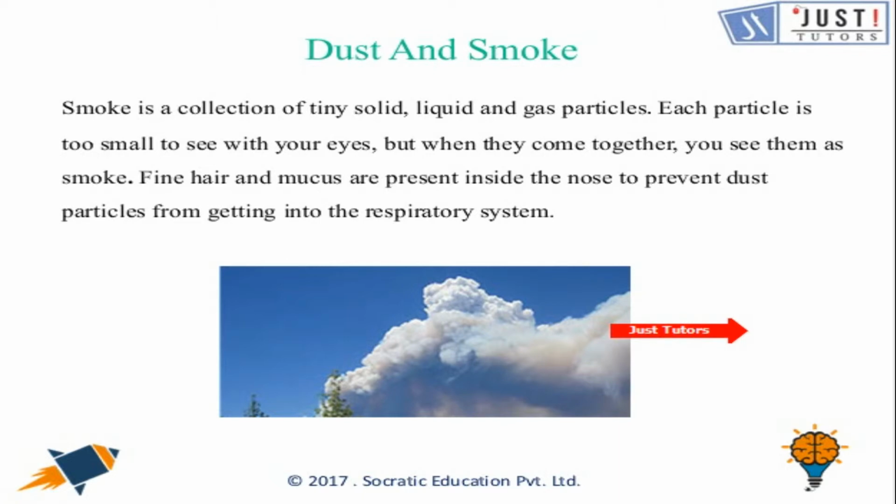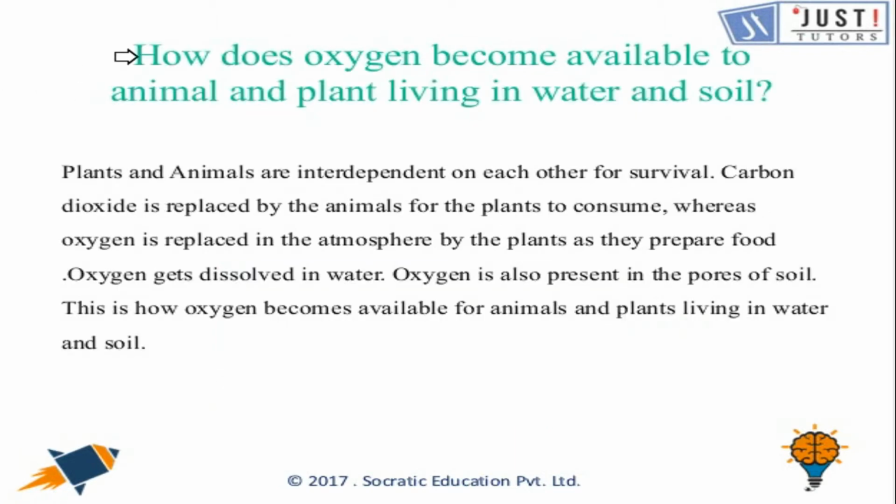Now let's move forward towards the next subheading, which is how does oxygen become available to animal and plant living in water and soil. So basically what is happening here is replacement of gases. For example, carbon dioxide is replaced by animals for the plants to consume, whereas oxygen is replaced in the atmosphere by the plants as they prepare food by the process of photosynthesis.